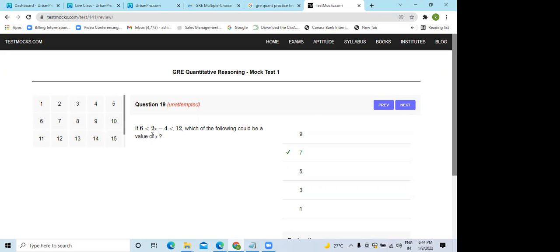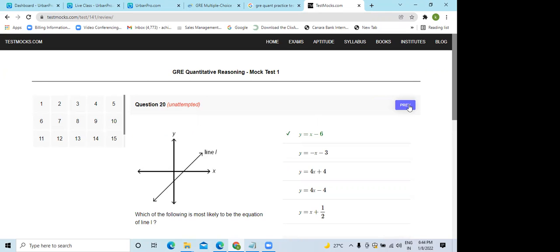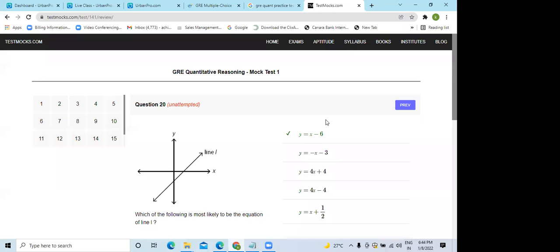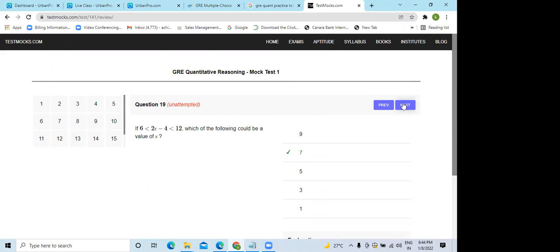So if 6 is less than 2x minus 4, which is less than 12, which of the following could be the value of x? That's right. Good. I mean, we didn't attempt the last one and this one. I didn't know we were on a time limit, so I was taking my time.